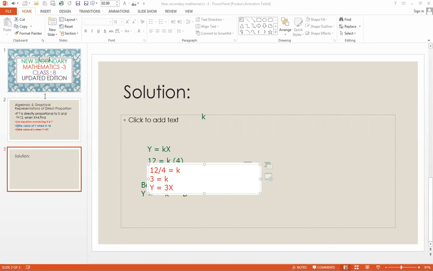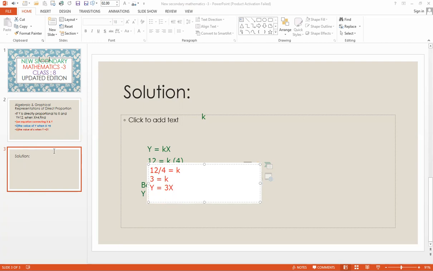They are saying you have to write an equation that connects x and y. And for connecting x and y, this small letter k is used. And how do we find the value of k? By substituting the given values in the question into the equation. After solving, we will get the value of k, and that is 3. This is the first part. So firstly we have to solve the first part.